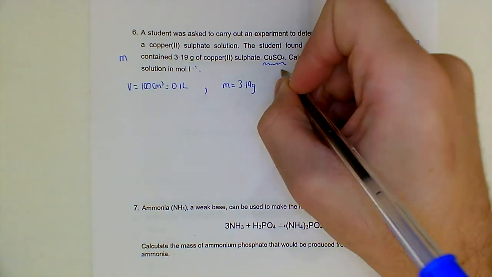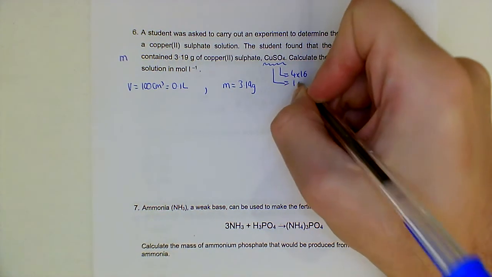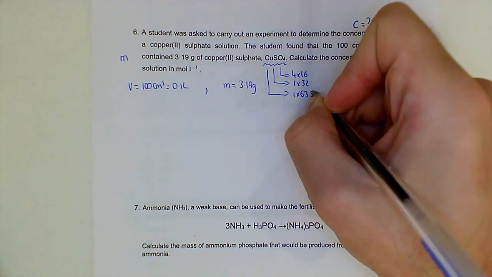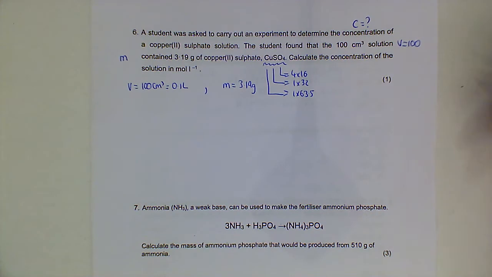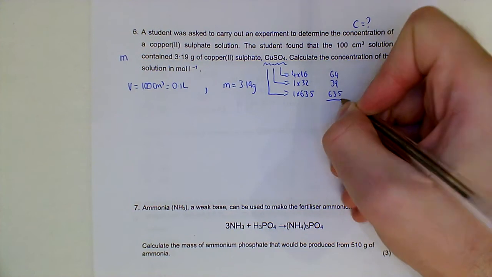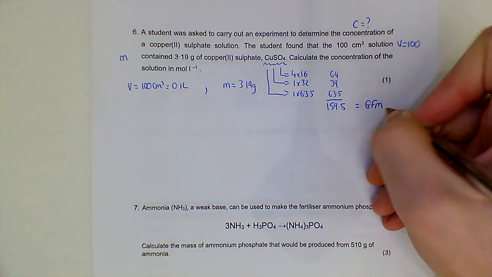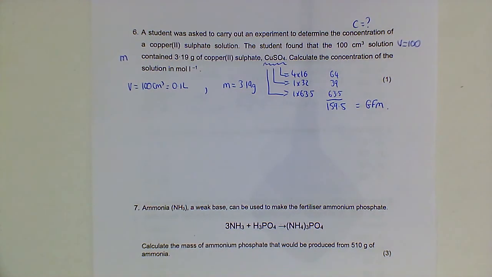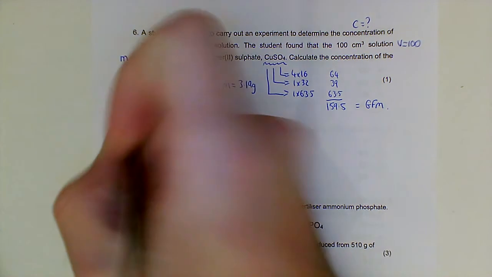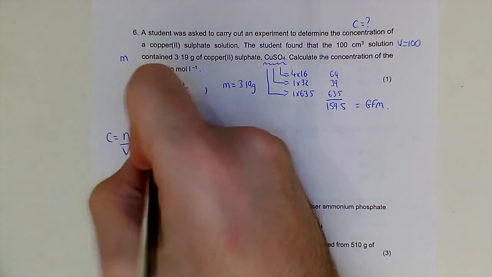CuSO4, so I can work out a GFM. So that's going to be 4 times 16, 1 times 32, and 1 times 63.5. And I'd be looking up all those values in the table. So that is going to be 64, 32, 63.5, and when you total those, it should be 159.5. And that is my GFM. Now, I've been asked to calculate concentration. The equation I know is concentration equals number of moles divided by volume. I have this, but I don't have that. So I need to work this out.